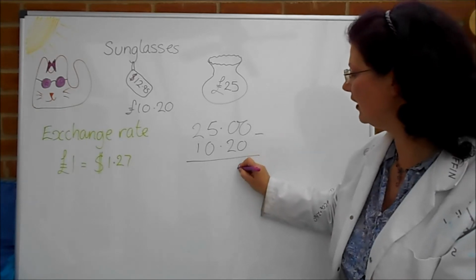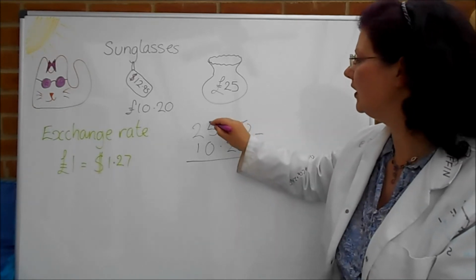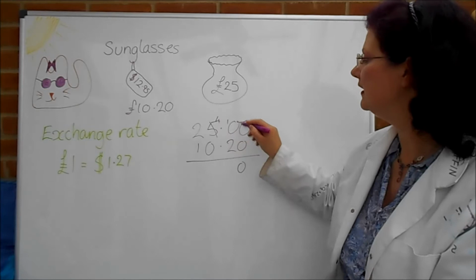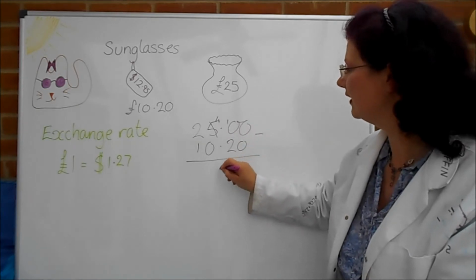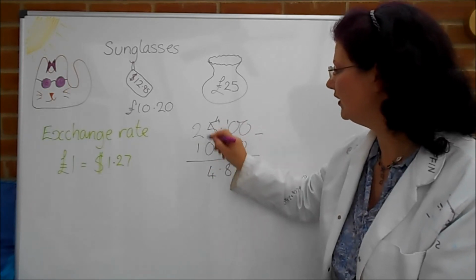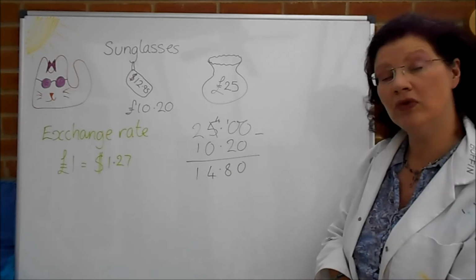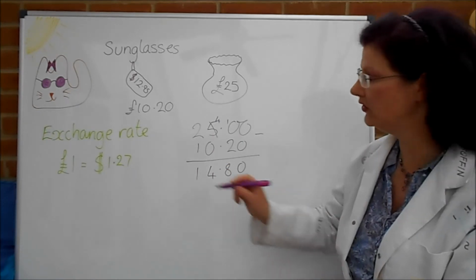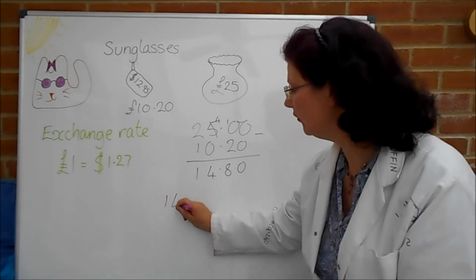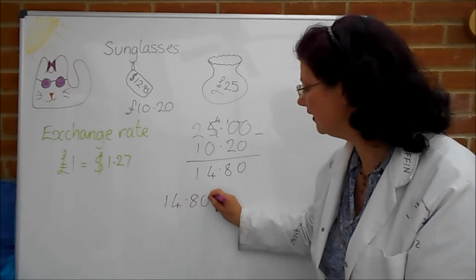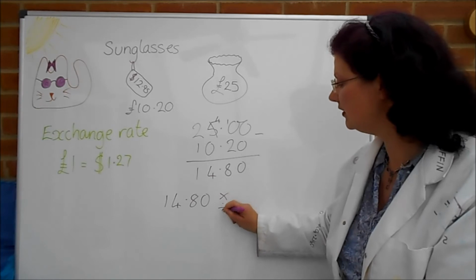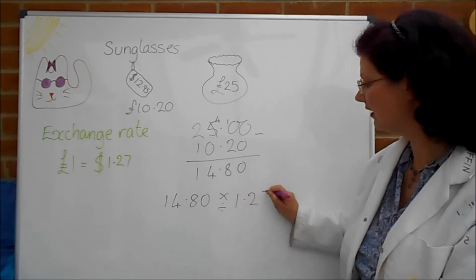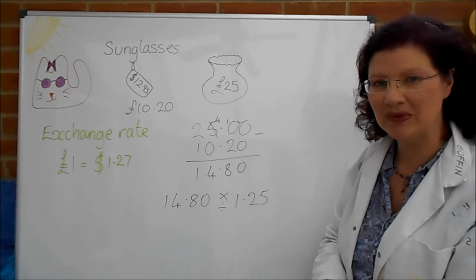0 take away nothing is nothing. 0 take away 2, can't do it. Swipe 1 from there. 10 take away 2, that's 8. 4 take away nothing is 4. And 2 take away 1 is 2. So we've got £14.80 left. And we need to convert that into dollars. So again, we're going to do £14.80, and I'm going to times and I'm going to divide by the exchange rate. And then we're going to see which one's right.